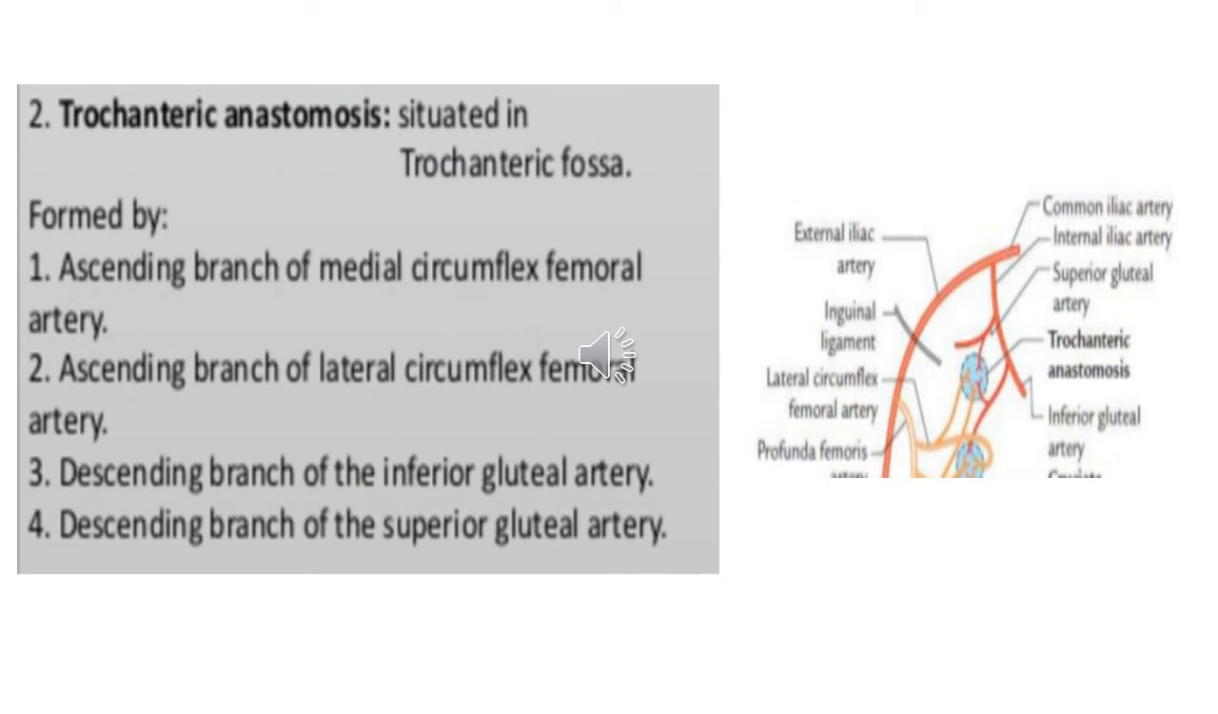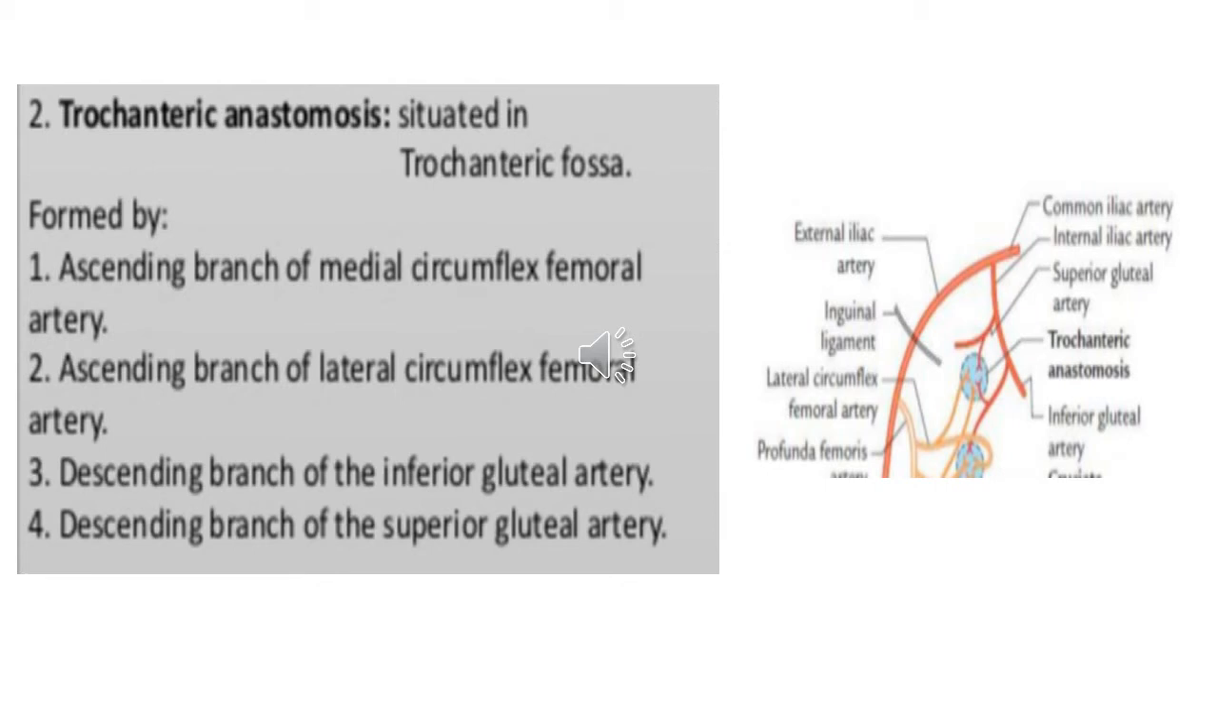The next anastomosis is trochanteric anastomosis. This is situated near the trochanteric fossa and supplies branches to the head of femur. It is formed by the inferior division of deep branch of superior gluteal artery, so the inferior division or the descending branch of the inferior gluteal artery, then the ascending branch of medial and lateral circumflex femoral artery. So this anastomosis is a channel of connection between the internal iliac artery and femoral artery.